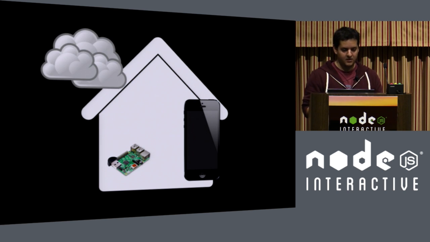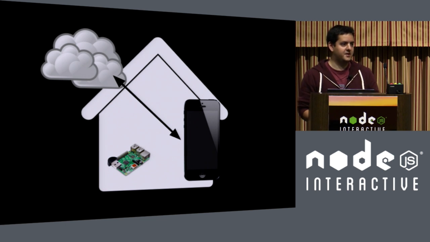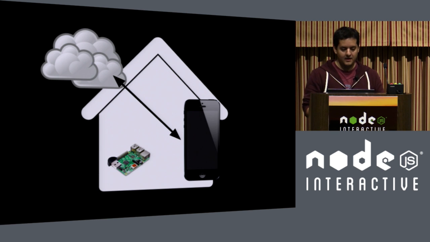Instead, we're just going to deploy our web server in the cloud somewhere. And we're just going to access that safely from any network. And our Raspberry Pi is going to talk to this server via WebSockets, just sending state information and listening for commands.